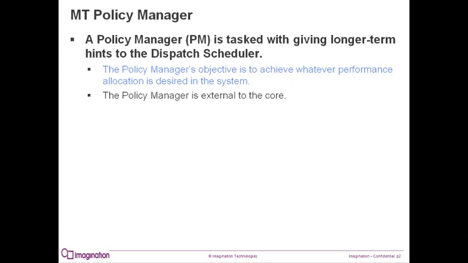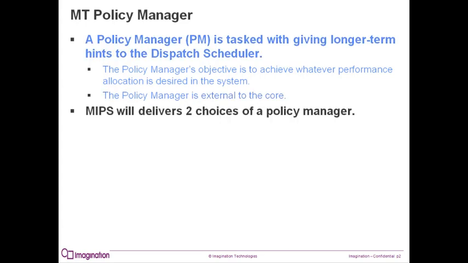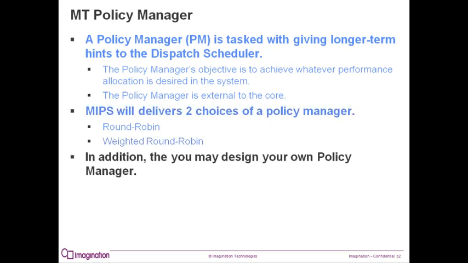The Policy Manager is a device external to the core, so you may change it to suit your needs. The core includes a choice of two types of policy managers: a basic round-robin policy manager that gives equal weight to all threads in the system, or a weighted round-robin policy manager where threads are placed in different priority groups. The rest of this section will cover the use of these two policy managers. Your design can change either of these policy managers, or you can create your own.